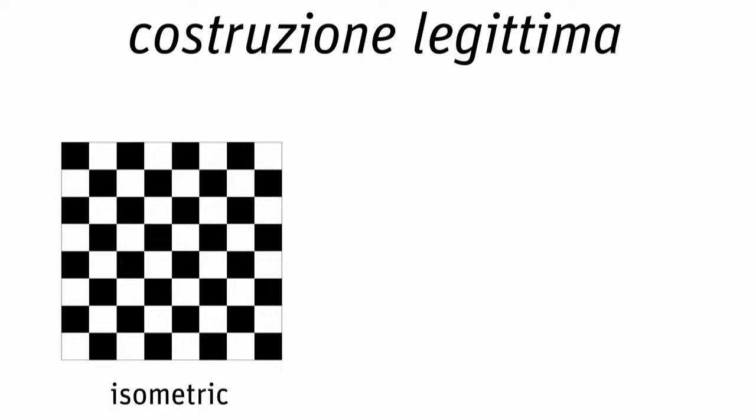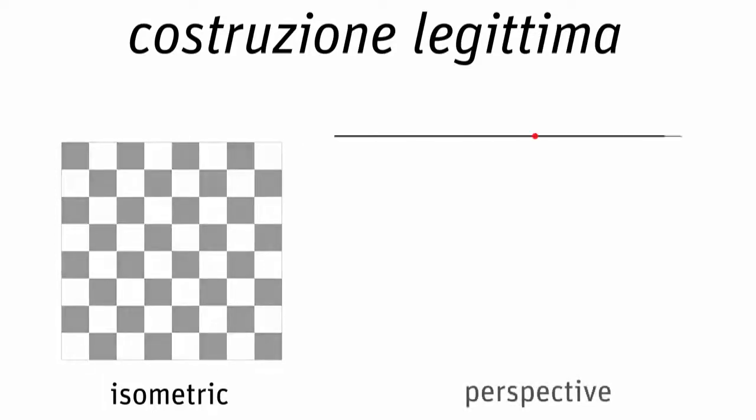This was first published in 1436 by Alberti. He called it his legitimate construction. And what we're going to do is take this isometric view of a checkered tiled floor, and we're going to draw it on the right in perspective. So the first thing you need is to sketch in a horizon line with a vanishing point.